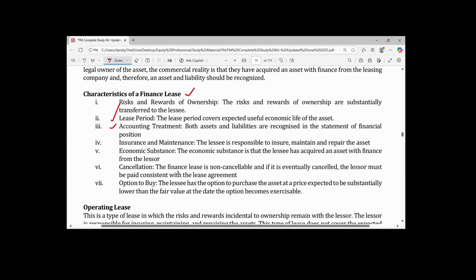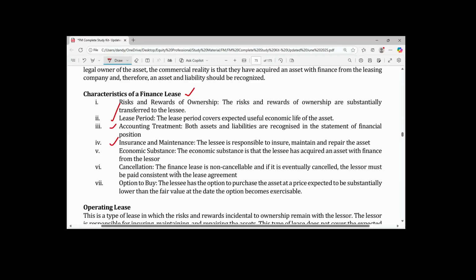He is the one that will be responsible for that. Then economic substance. The economic substance of a finance lease is that the lessee has acquired an asset with finance from the lessor, even though legally the lessee has not acquired any asset. But because the lessee will enjoy almost 90% of the asset's use, that means it's as good as the lessee has purchased an asset, even though legally it hasn't.